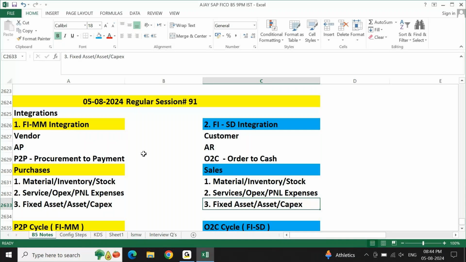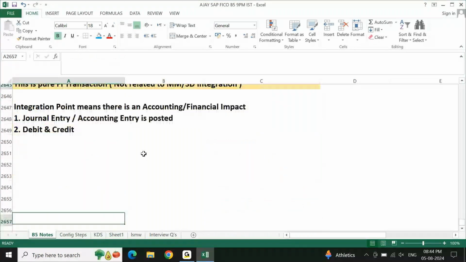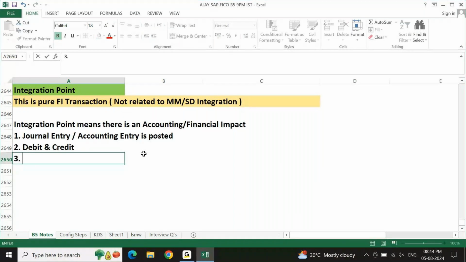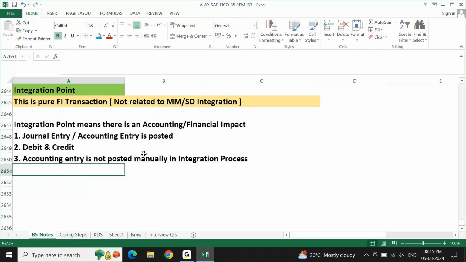Now, if I come down, this is what we have listed. Third one, accounting entry is not posted manually in the integration process. In the integration process, accounting entry is not posted manually. It is not that we are posting it manually. We will not be posting manual entry.